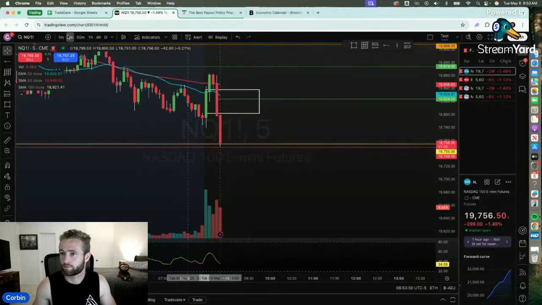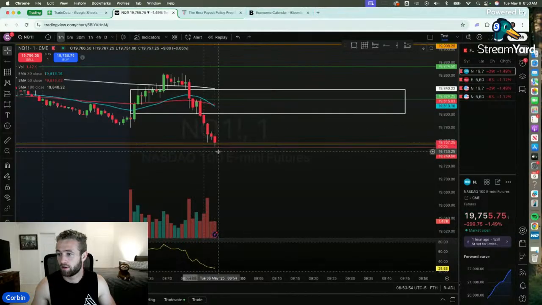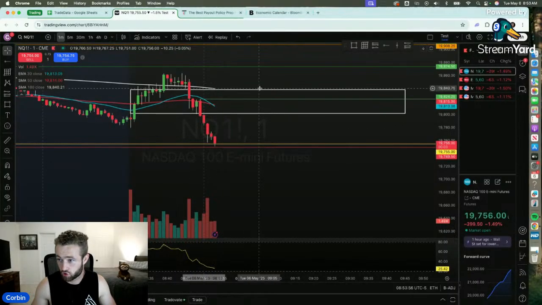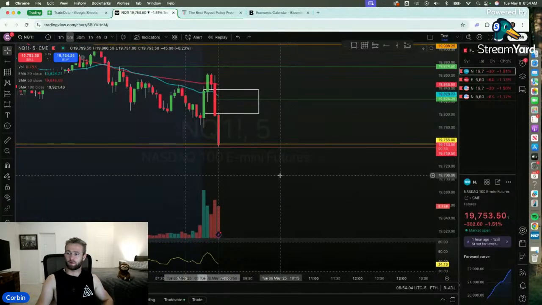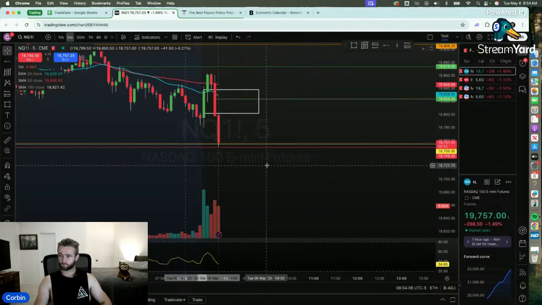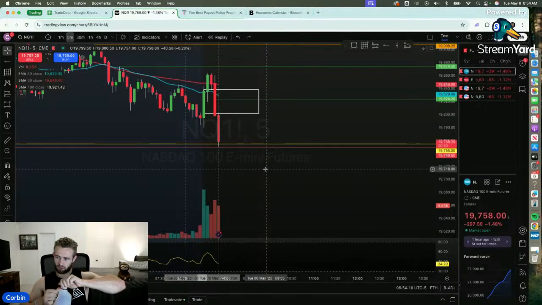30-minute, 1 hour. As it's touching these levels, I want it to react to the upside heavily. Break of structure. So we're watching now. This is something that could be potential.